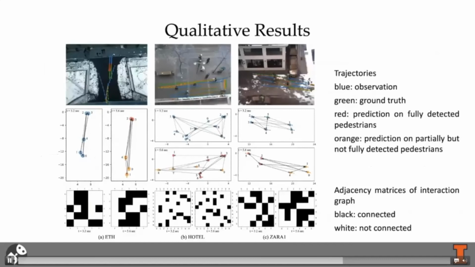Here are some qualitative results. We can see the sparse interaction graphs evolve through time as the target will pay attention to different neighbors as people are moving.